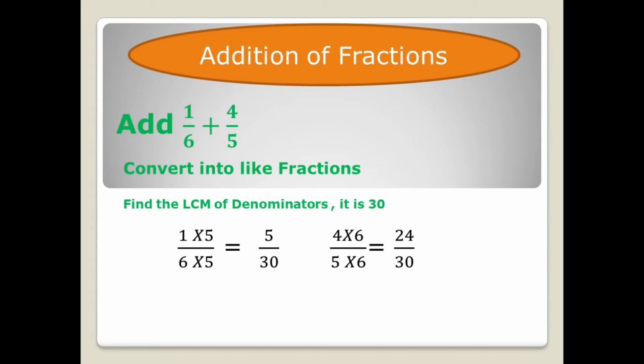Now we have converted the figures into like fractions, and now it is very simple to add these fractions. In order to add, we just add the numerators, and we will find the desired result because the denominators are the same. So we will add only the numerators, and the answer is 29 over 30.